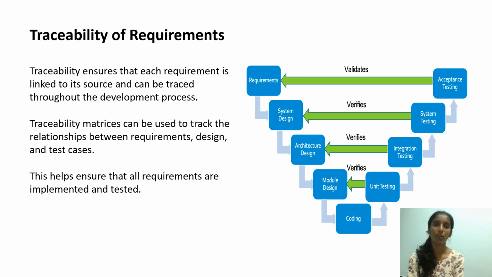Traceability of requirements. Traceability ensures that each requirement is linked to its source and can be traced throughout the development process. Traceability matrices can be used to track the relationship between requirements, design, and test cases. And this also helps to ensure that all requirements are implemented and tested.